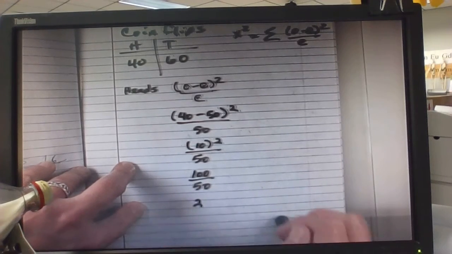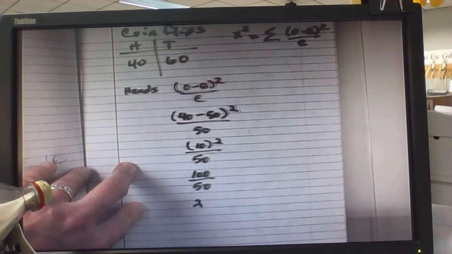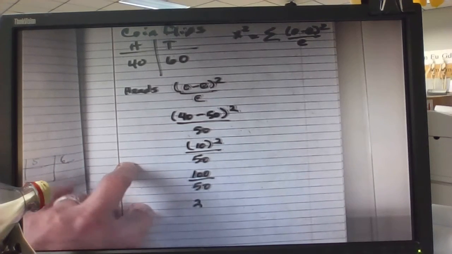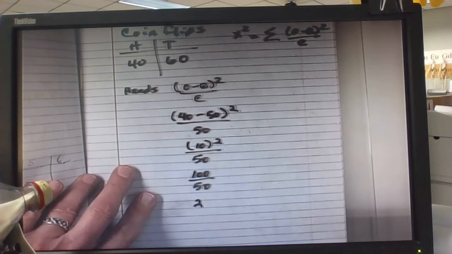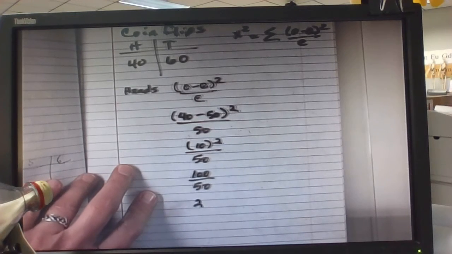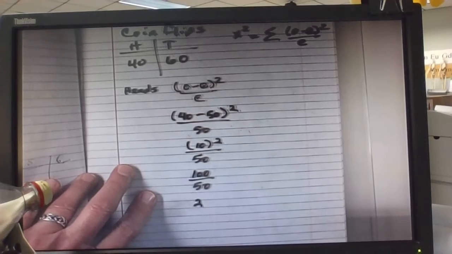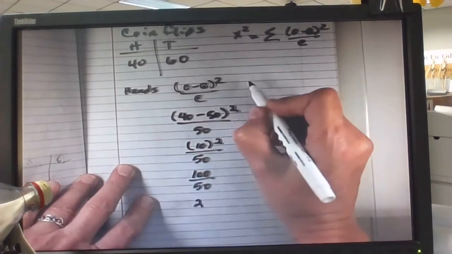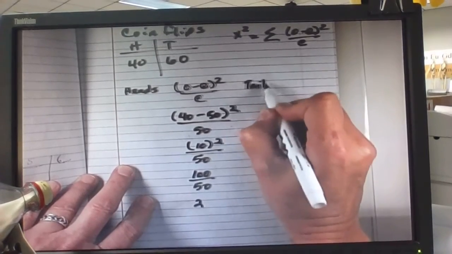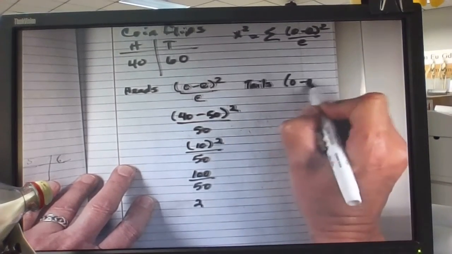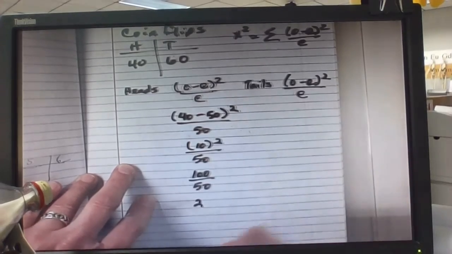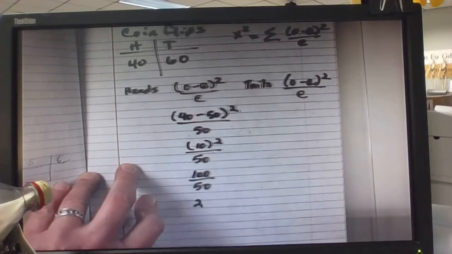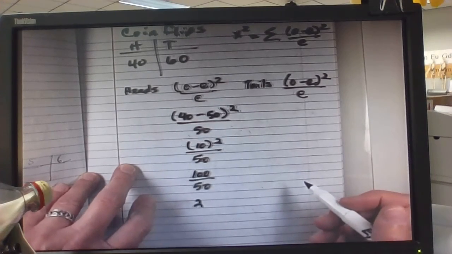You're going to get something different. Use a calculator. Go to 2 decimal places, so number, point, number, number. Round to 2 decimal places. Do the same for tails. Write it out. Tails, O minus E squared, over E. Write it out, baby steps, make it very visible for yourself to see so you have a good resource.